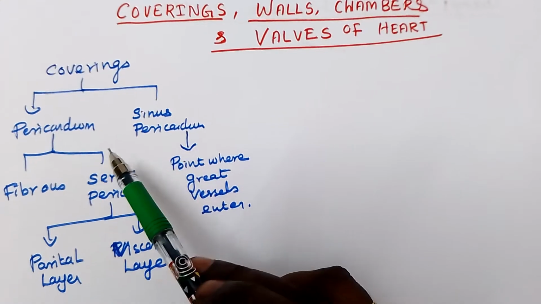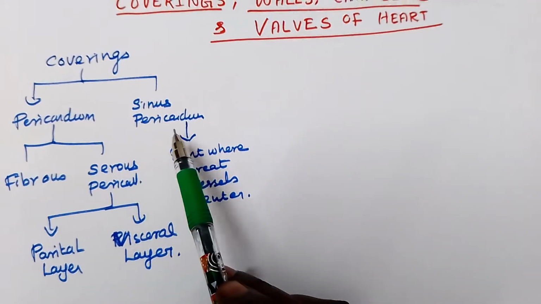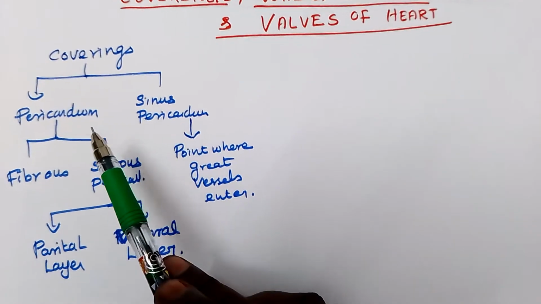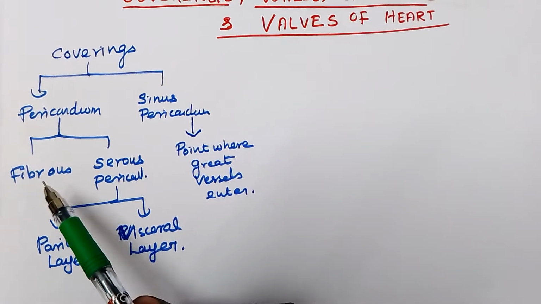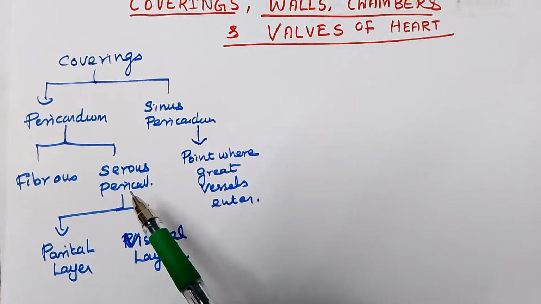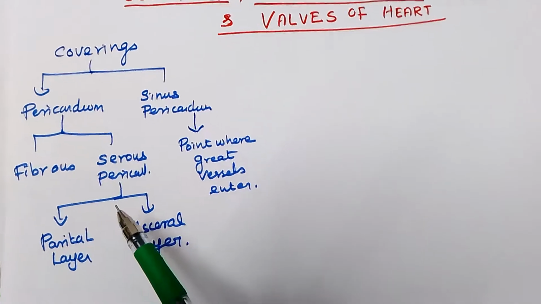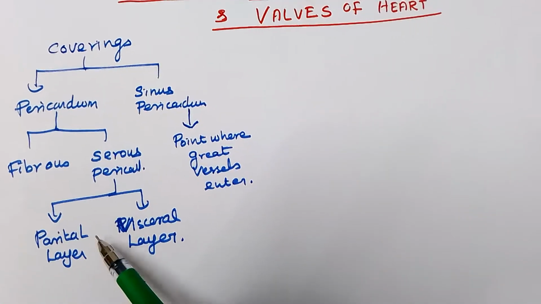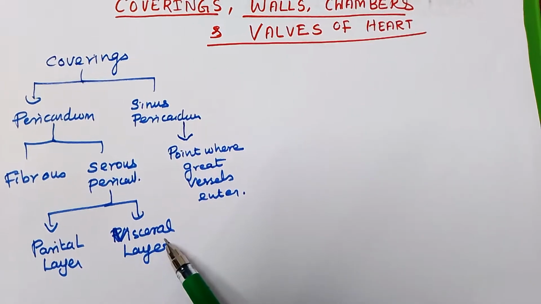This pericardium can be divided into the pericardium and the sinus pericardium. The pericardium is again divided into fibrous pericardium and serous pericardium. So the serous pericardium has two layers. What are the two layers? The parietal layer and the visceral layer.